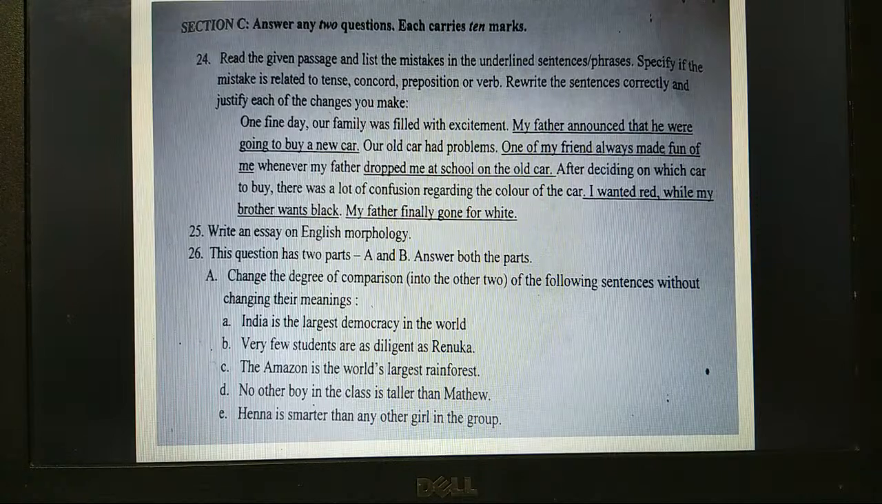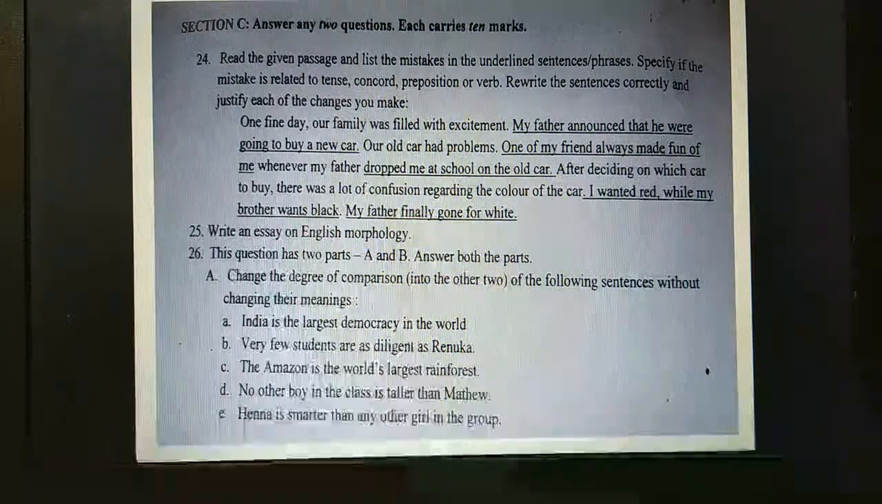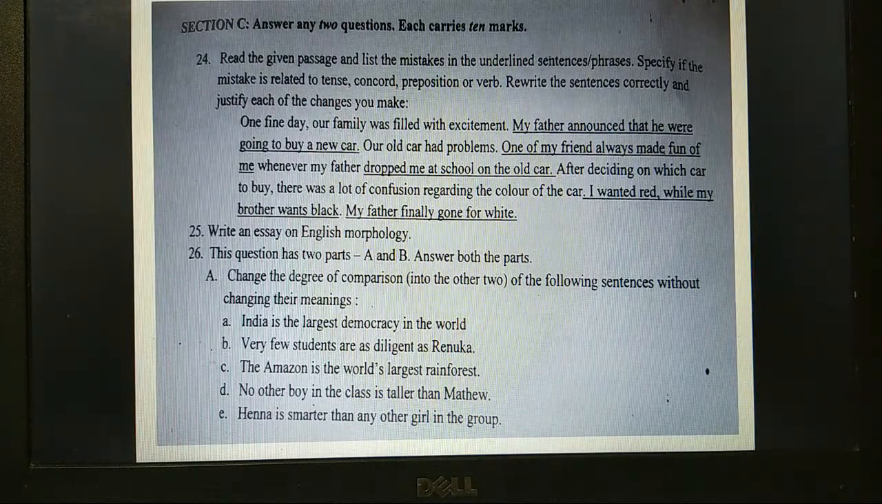All right. Now we come to the next one. E. Hannah is smarter than any other girl in the group. The given sentence is in comparative degree. We have to change it into the positive and superlative. Let's look at the positive first. No other girl in the group is as smart as Hannah, or no other girl in the group is so smart as Hannah. That is positive.